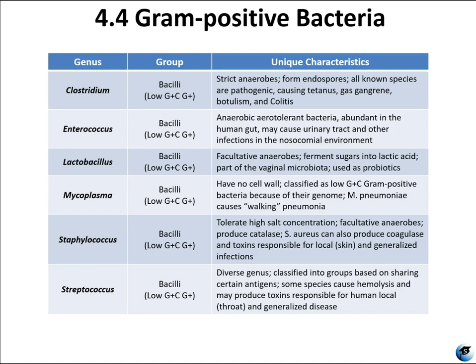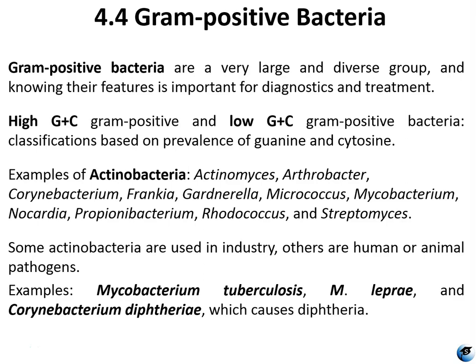Streptococcus is a really diverse genus, and they produce certain antigens. Some cause hemolysis. Some cause toxins that are responsible for human infections of the throat and other generalized diseases. So one notable species of Streptococcus that is a human pathogen is your Streptococcus pyogenes. That's what causes strep throat. Gram-positives, because they have the very thick layer of peptidoglycan, are grouped into high GC and low GC gram-positive. The GC stands for guanine and cytosine, which are nucleotides, right? So DNA has guanine, cytosine, adenine, or thymine nucleotides.